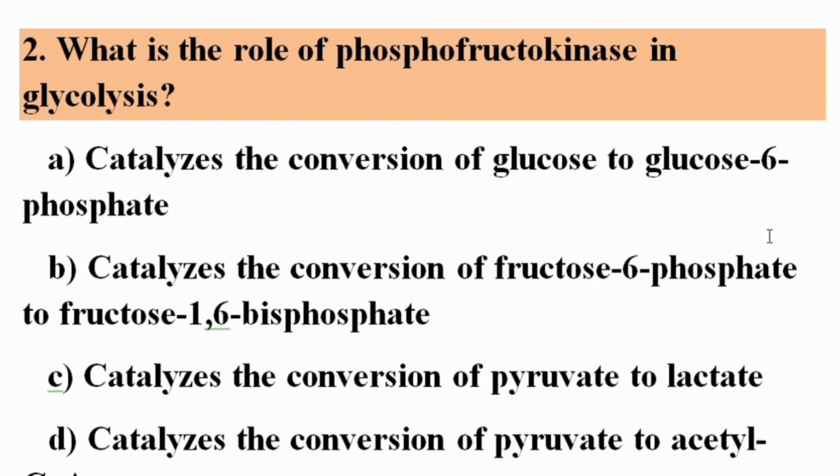What is the role of phosphofructokinase in glycolysis? The right option is beta. Catalyzes the conversion of fructose 6-phosphate to fructose 1,6-bisphosphate.